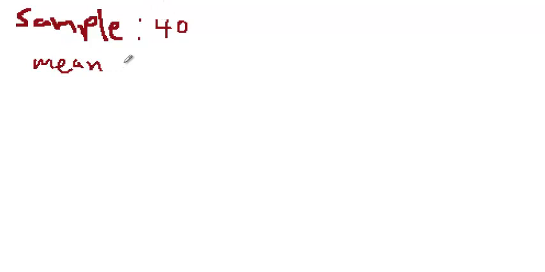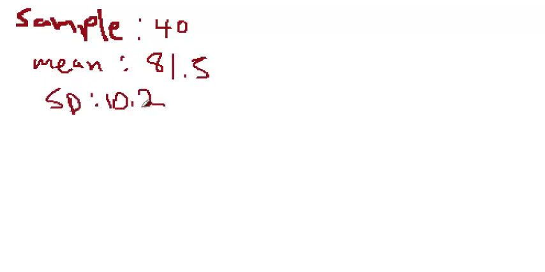I'll write the key numbers over here. We've got the sample size of 40. We've got a mean of 81.5. We've got a standard deviation of 10.2. And we've got a confidence level of 0.9, or 90%.